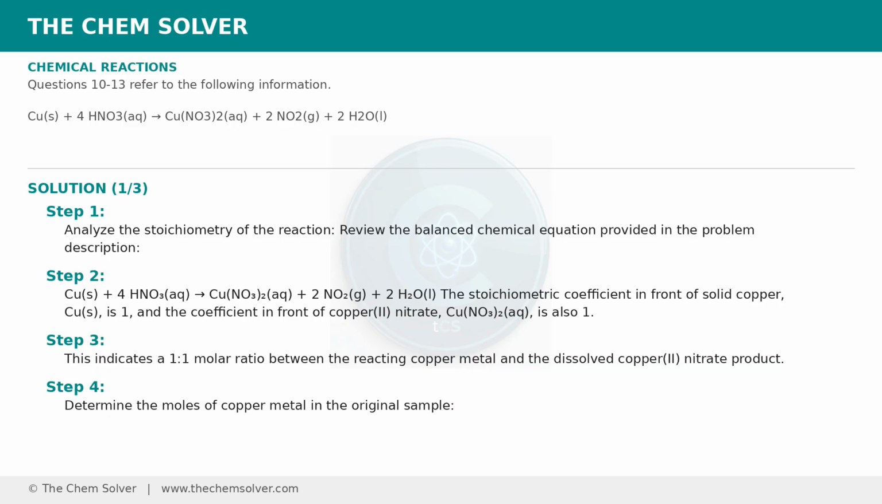The stoichiometric coefficient in front of solid copper, Cu, is 1, and the coefficient in front of copper(II) nitrate, Cu(NO3)2, is also 1. This indicates a 1-to-1 molar ratio between the reacting copper metal and the dissolved copper(II) nitrate product. Determine the moles of copper metal in the original sample.